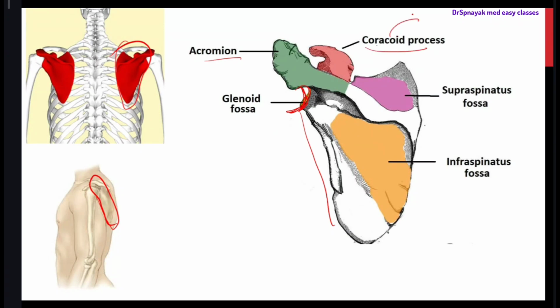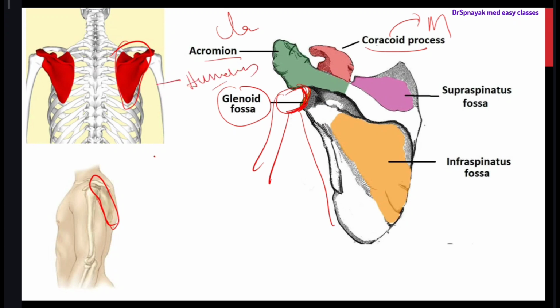On the coracoid process, muscles are attached. On the acromion, the clavicle is attached. On the glenoid fossa, the head of the humerus is attached. This one, see, this bone is the humerus. It is attached at the glenoid fossa, glenoid process, this one. Clear? So this is about the scapula.